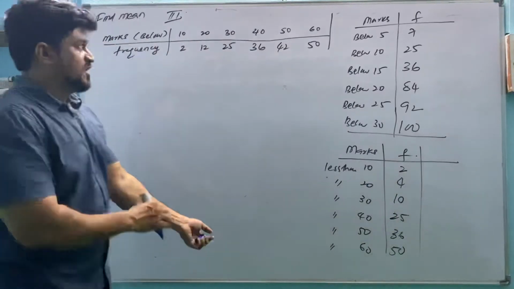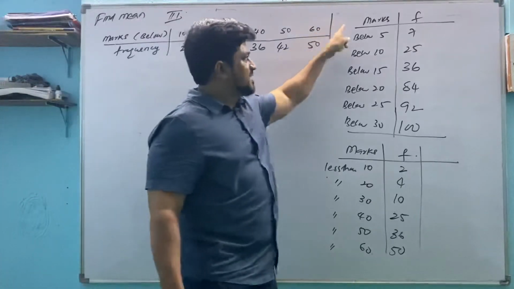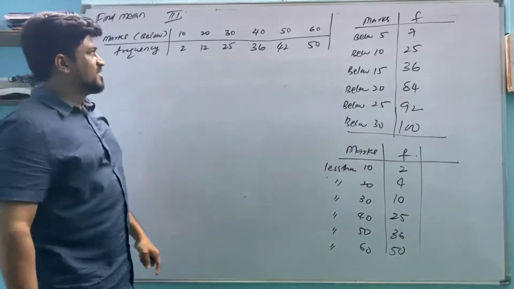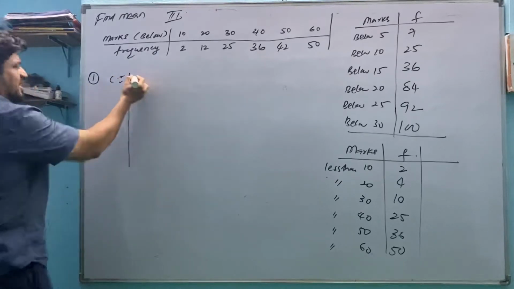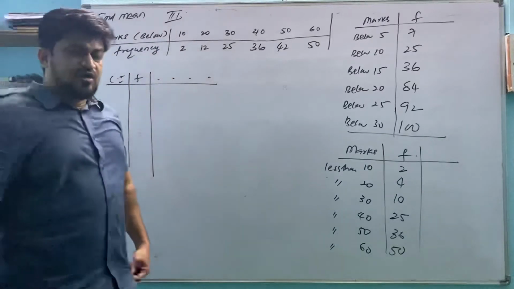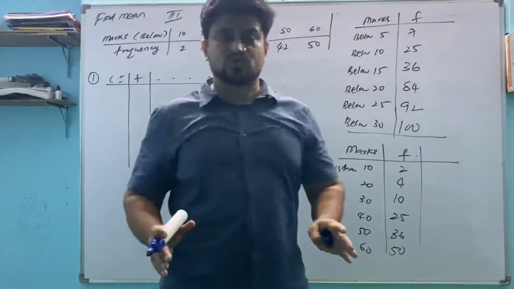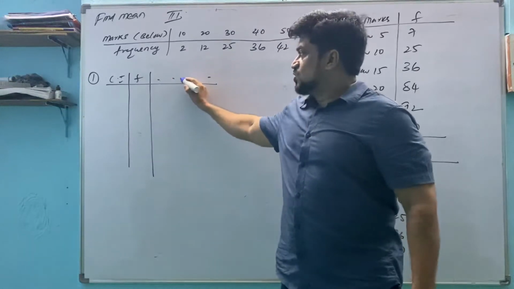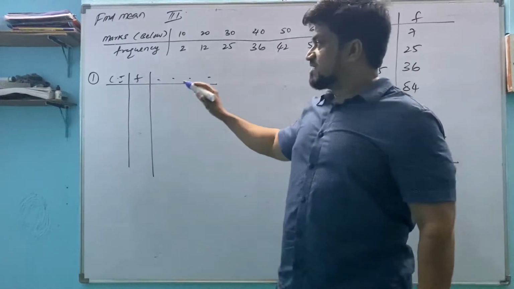What should we do? If you find the question in this form, marks below 5, below 10, below 15 in this way, or marks less than 20, less than 30, less than 40, we have to form class intervals for this. First, I am forming class interval and frequency. Then the rest of the columns, the process you should know. I am not showing you xi, ui, fi into ui, then mean, nothing like that. I am showing you how to form class interval and frequency.